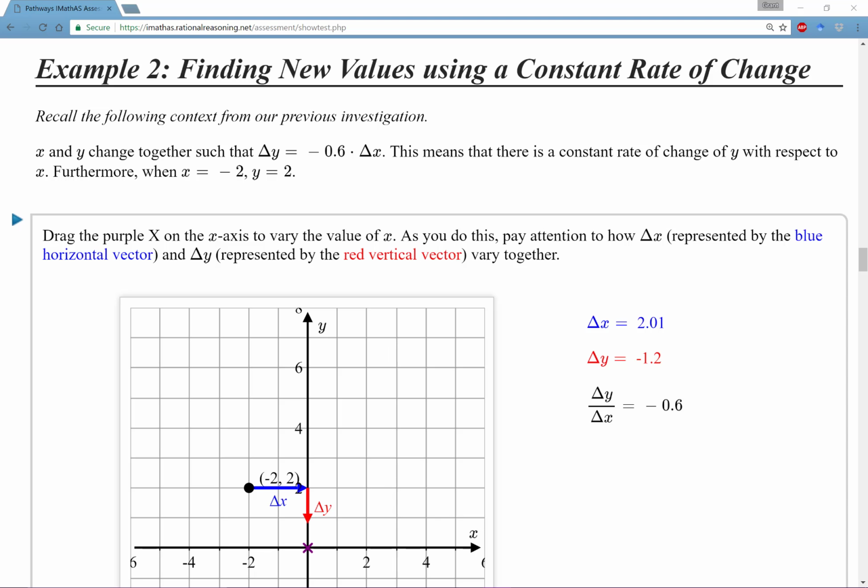Let's look at the following example. Let's assume x and y change together such that the change in y is negative 0.6 times as large as the change in x. This means that there's a constant rate of change of y with respect to x. It also tells us that when x equals negative 2, y equals positive 2.